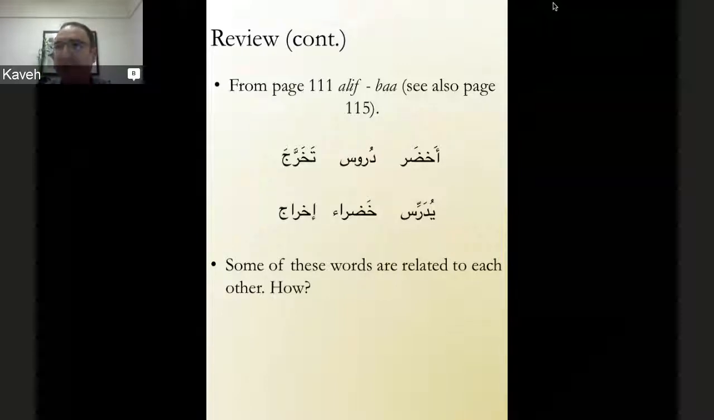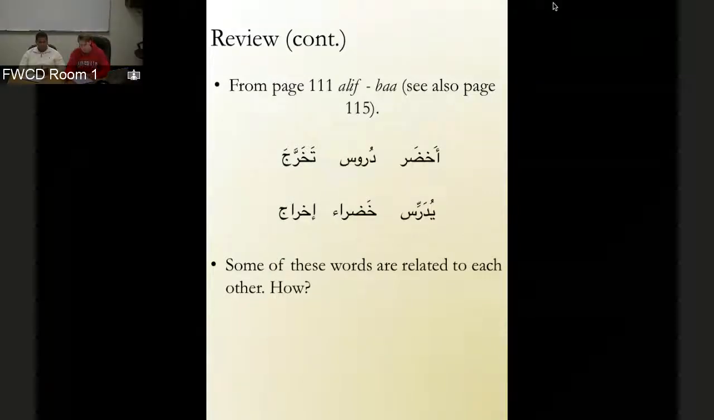Yudarris. Durus and then yudarris. Do you see yudarris in the bottom line? The same three root letters in the same order. And then what are the root letters for takharraja? What do you think the root letters for that word are?